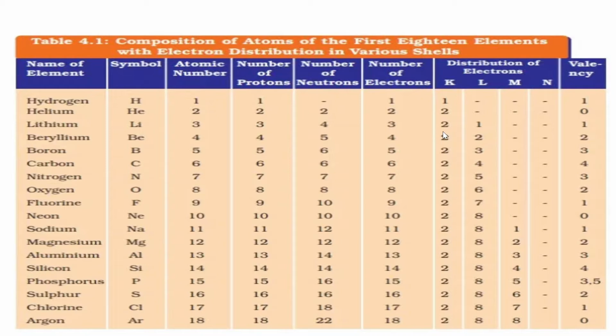Now here you see the number of electrons in the K shell is 2. Since its atomic number is 3, the K shell can have not more than 2. You see in this column you have either 1 or 2. Only in hydrogen we have got one electron in the K shell. Otherwise all the other elements have 2 electrons in the first shell. So for lithium, the third electron goes into the L shell. Since one electron is there in the outermost shell, its valency is 1.